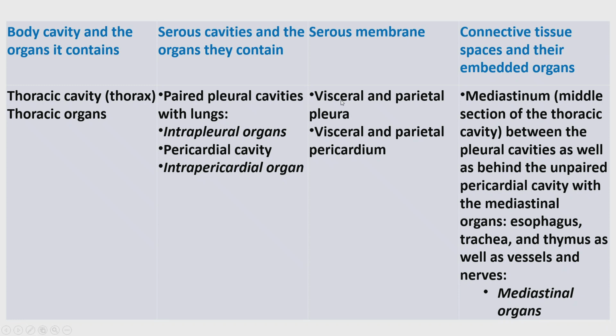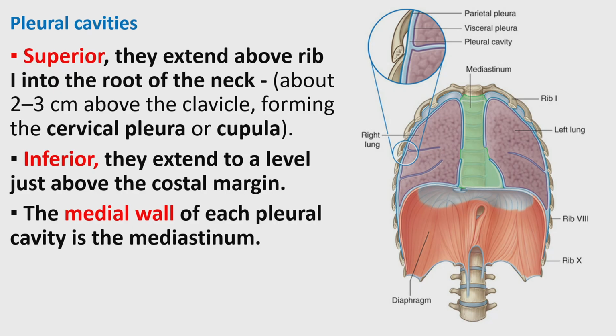Then between the two pleural cavities, there is a space in the middle of the thoracic cavity which is called the mediastinum, and the details of the classification of the mediastinum we already discussed. I put it here in the slide for revision.